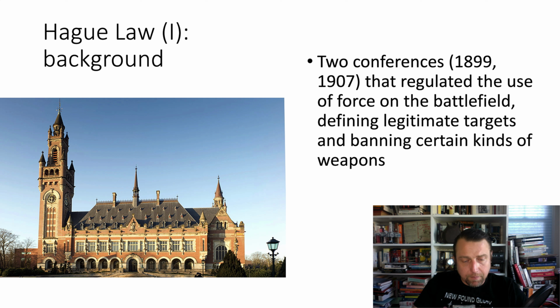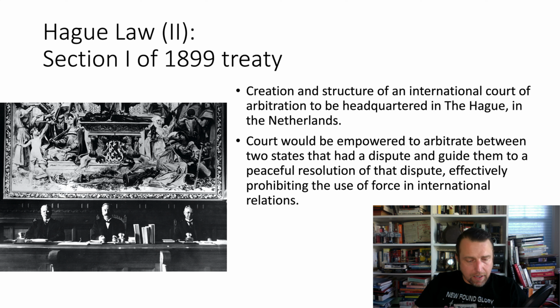So I want to look quickly at Section 1, the annex to Section 2, Section 4, and then provide some questions for you to think about over the weekend. So Section 1 of the 1899 Hague Treaty outlines the creation and structure of an international court of arbitration that would be headquartered in The Hague, in the Netherlands. This court would be empowered to arbitrate between 2 states that had a dispute and guide them to a peaceful resolution of that dispute. The idea was to effectively prohibit the use of force in international relations by providing a forum allowing for the peaceful resolution of disputes.